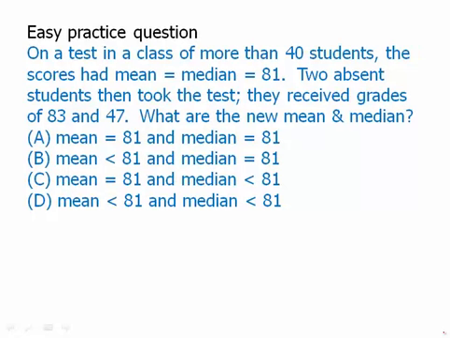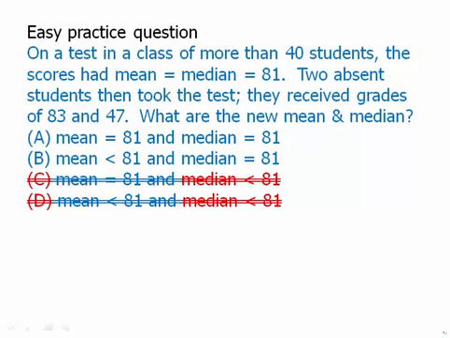Well, first of all, notice one score is above the median, one score is below the median. And so if we add a number above the median and add a number below the median, then the median itself still is the center. So the median still has to be 81. So C and D we can eliminate because the median is not changing at all.